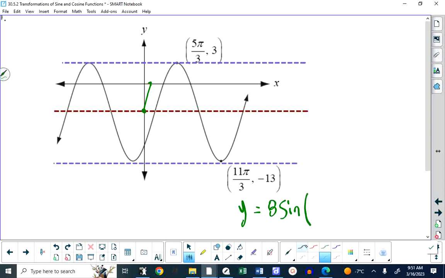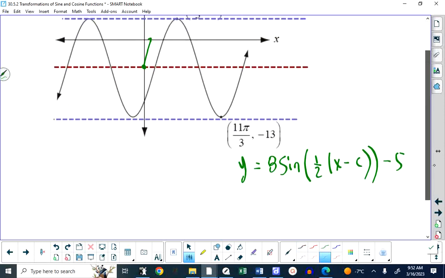sine of... Well, you would figure out what B is, and I'm just going to do this quickly for you. It turns out that B is a half. x minus C plus D, which is negative 5. So the only way, if you think you can find out what C is by looking at that, good luck, and I applaud you if you can do it. I don't even know where to begin.